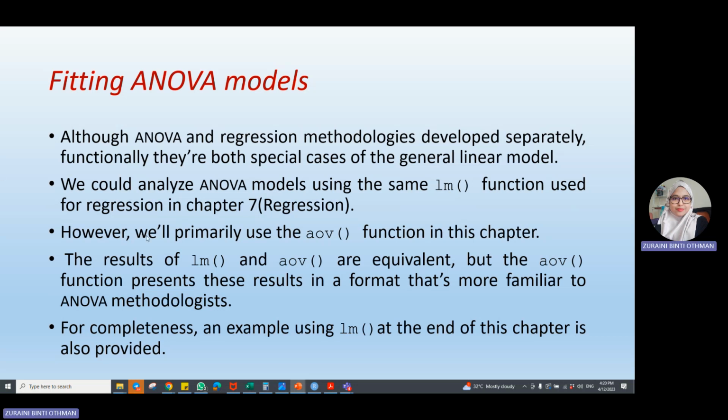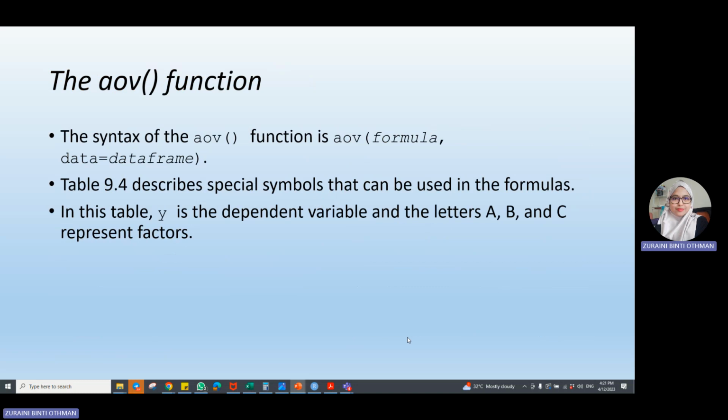Okay, here we primarily use the aov function in this chapter, analysis of variance. The results of lm and analysis of variance aov are equivalent, but the aov function presents the results in a format that is more familiar to ANOVA methodologies. Okay, for completeness, an experiment using lm at the end of this chapter is also provided. Okay, the aov function.